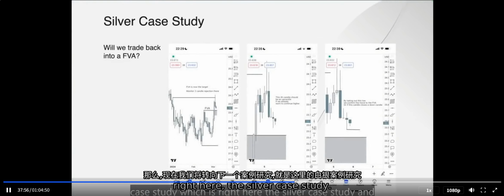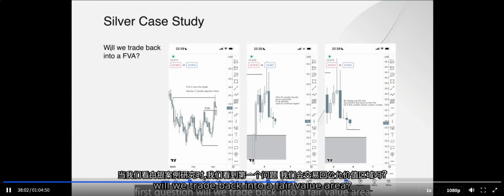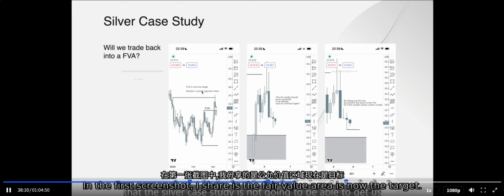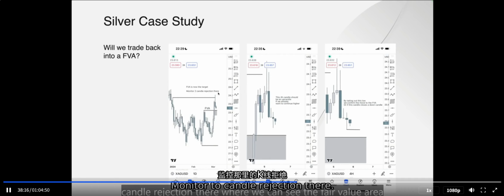the silver case study. And when we look at the silver case study right there, we see the first question: will we trade back into a fair value area? Will we trade back into a fair value area, or will we already continue higher right there? In the first screenshot I share, the fair value area is now the target. Monitor 2 candle rejection there.